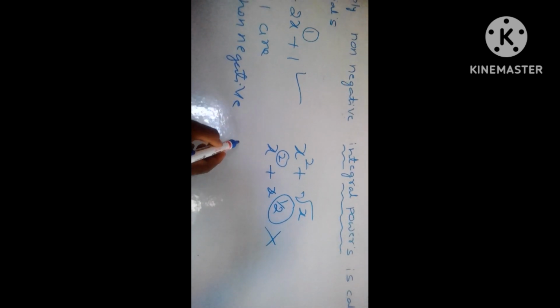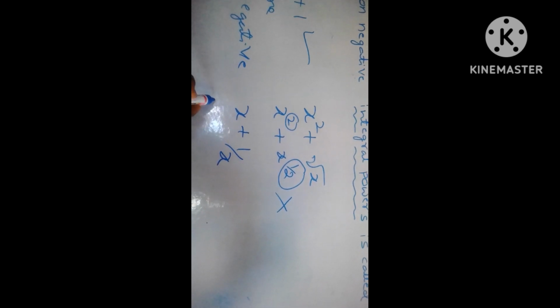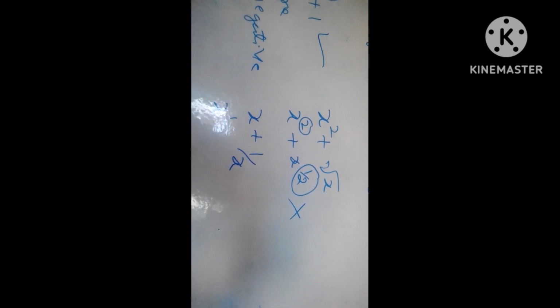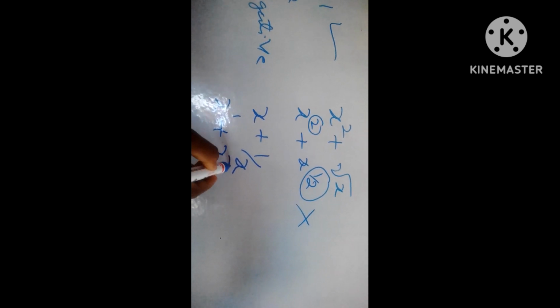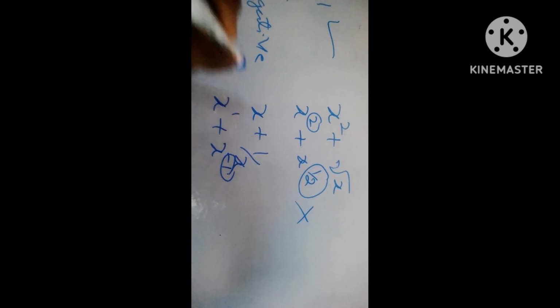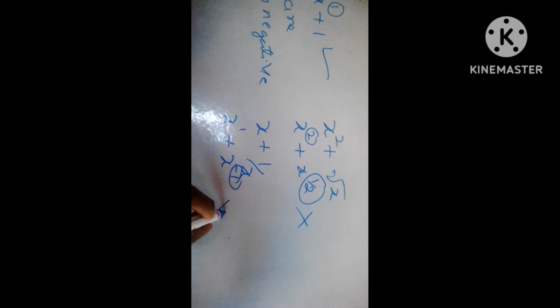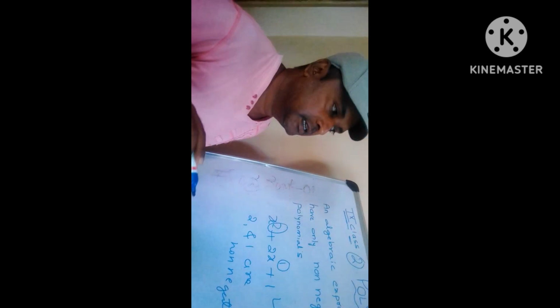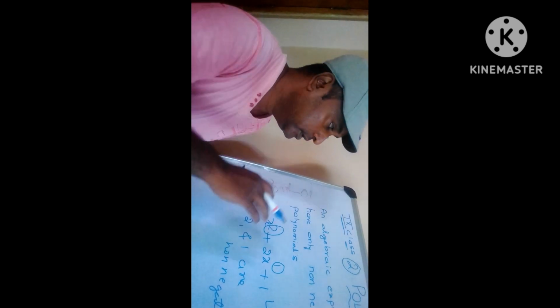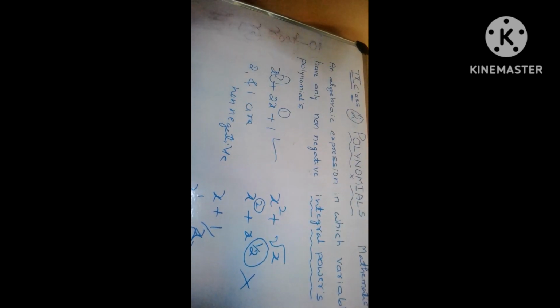Next one, x plus 1 by x. X has power 1, which is a whole number. But 1 by x can be written as x raised to minus 1, and minus 1 is not a whole number or an integral power, therefore it is not a polynomial. Therefore a polynomial is an algebraic expression in which the power of the variable must be a non-negative integral power, then only it is called a polynomial.